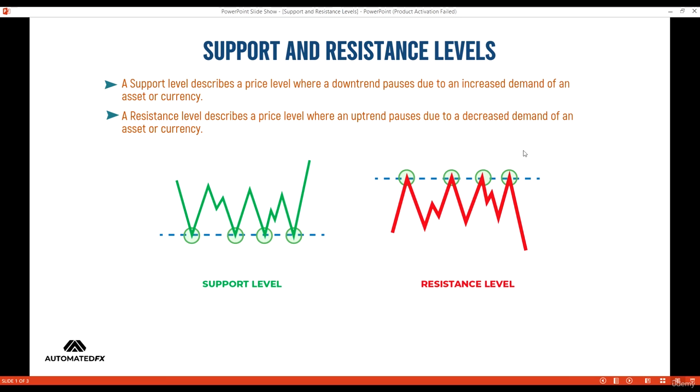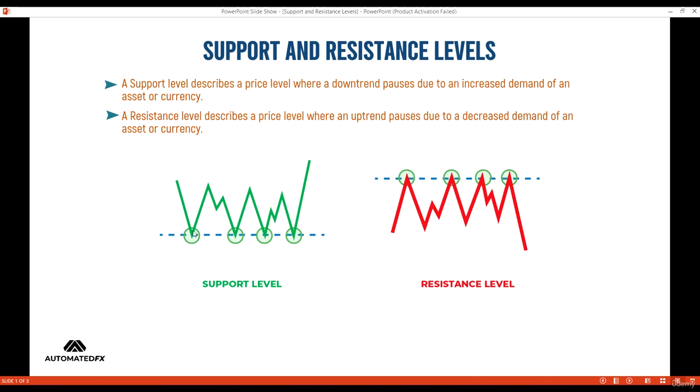So let's say we have Euro USD, and this is a chart of Euro USD. We are selling Euro USD, which means we are buying dollar and selling euro. So it's coming low, and then it hits this point and then starts going up. Remember, we are selling euro here, so most traders are selling euro. It comes here, and then it pauses and starts going up.